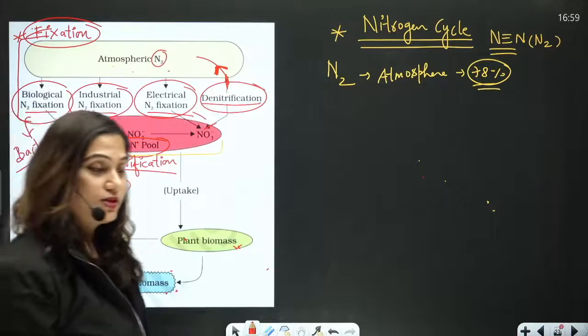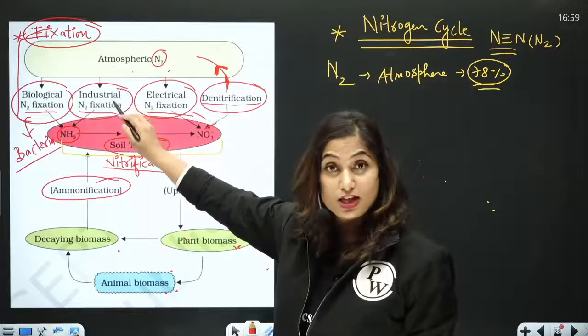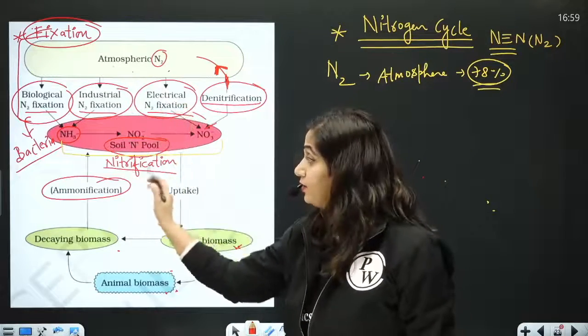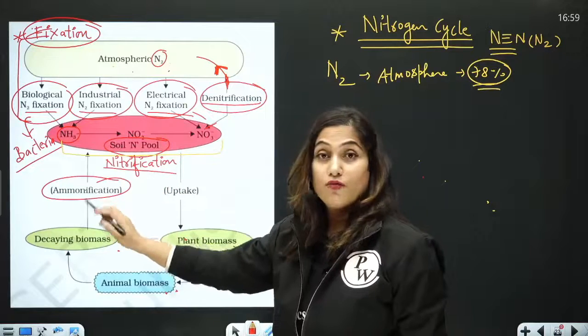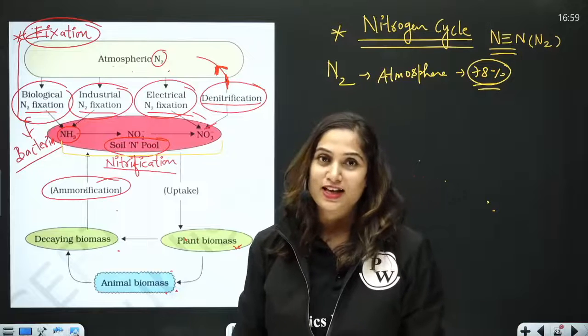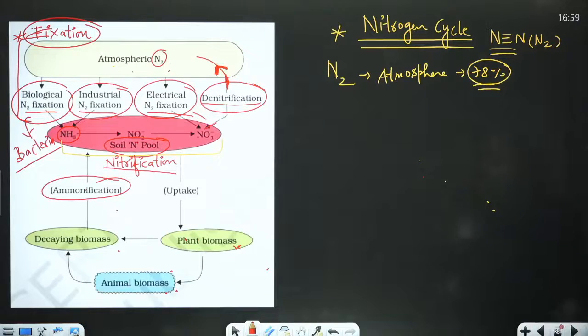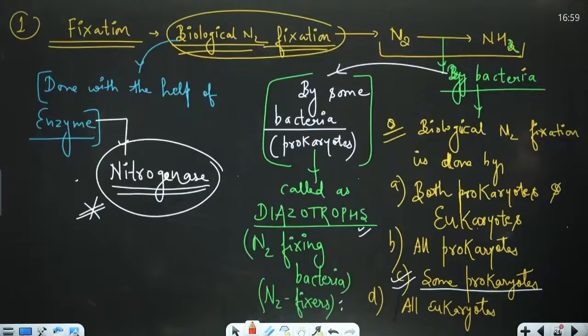So how many processes are occurring in the nitrogen cycling? First, fixation. Second, nitrification. Third, ammonification. And fourth, denitrification. This forms the nitrogen cycle. Let's move further and discuss one by one.